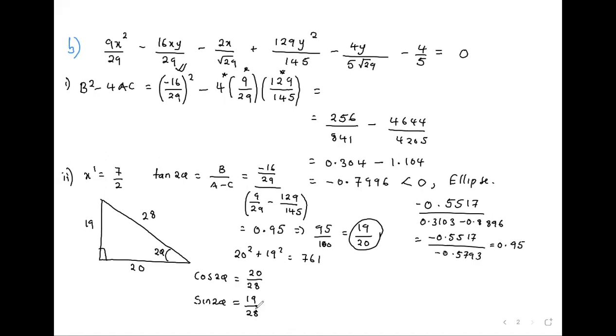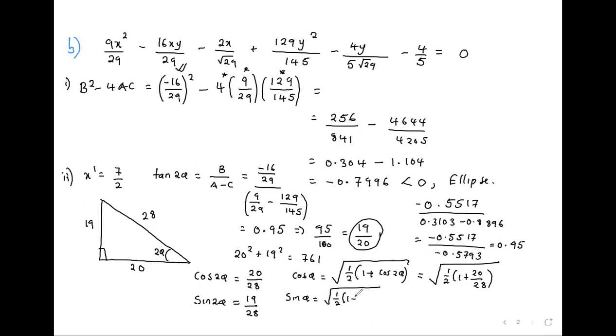And then to get cos theta that we need to use in the formula, we use the square root of half of 1 plus cos 2 theta, which will give us the square root of half of 1 plus 20 over 28. And sine theta will be the square root of half of 1 minus the same cos, so the square root of half of 1 minus 20 over 28. Approximately, this figure needs to be located now nicely.